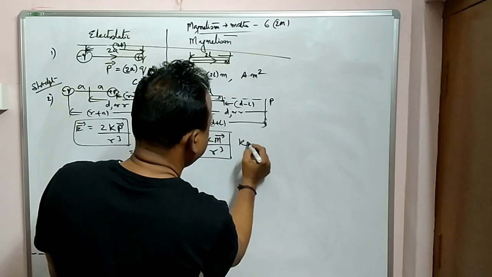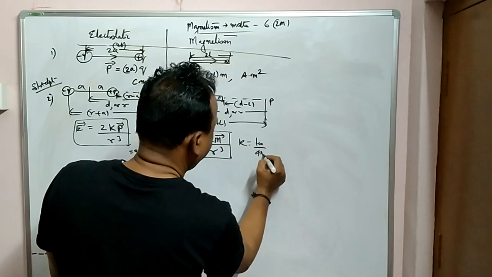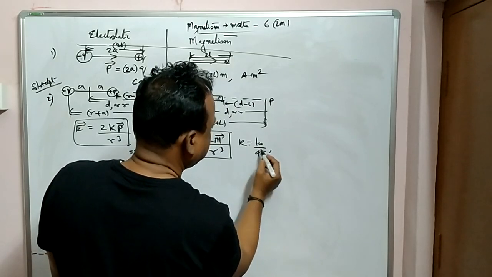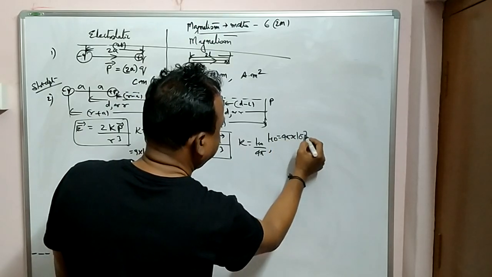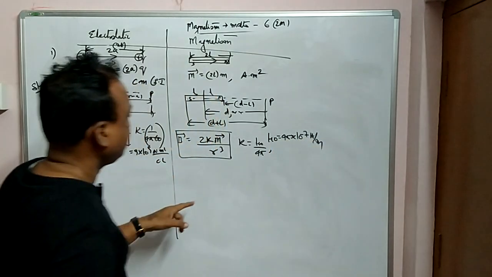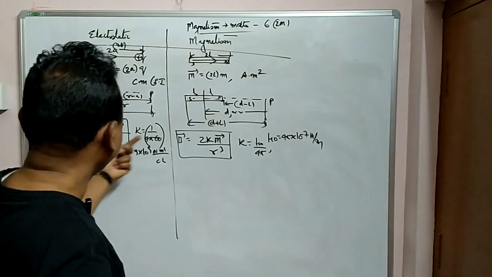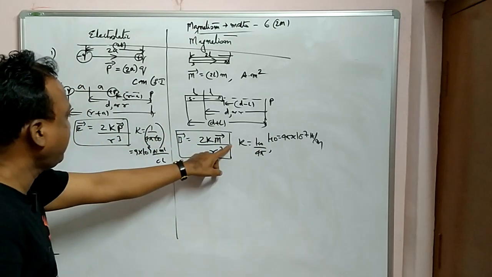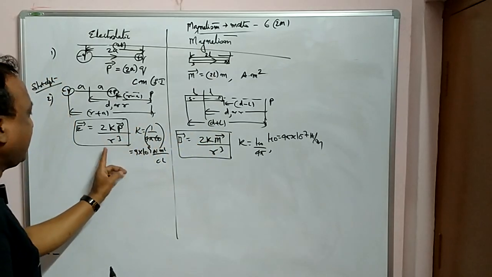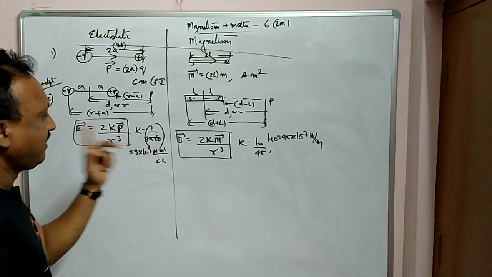Here the constant K is equal to mu naught by 4 pi, and you know 4 pi is constant. The value of mu naught is also known to us: 4 pi into 10 power minus 7 Henry per meter. So you can see the literature here. Here P vector becomes M vector, magnetic moment, dipole moment, electrical dipole moment. Distance D or R you can take, on the axial line.